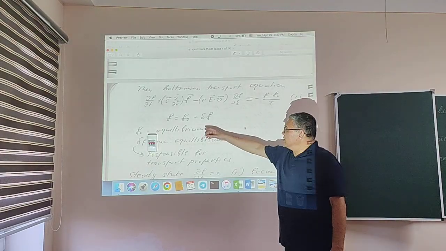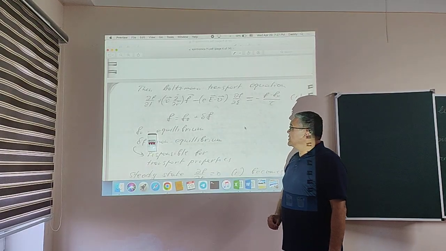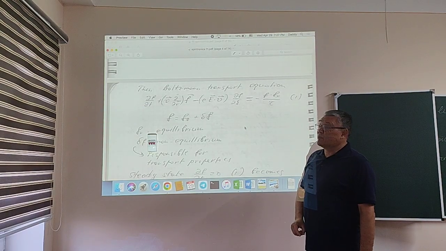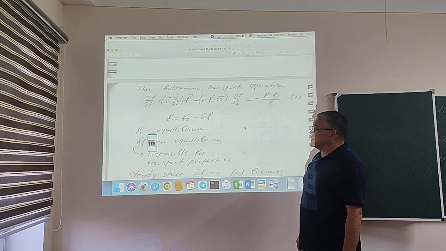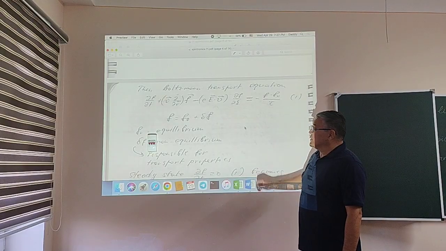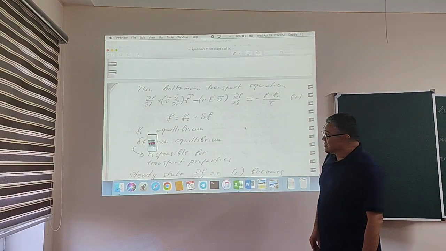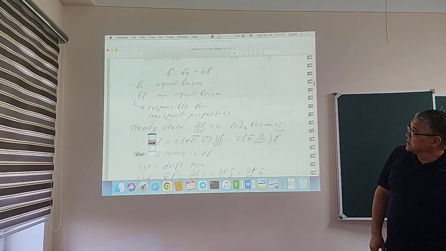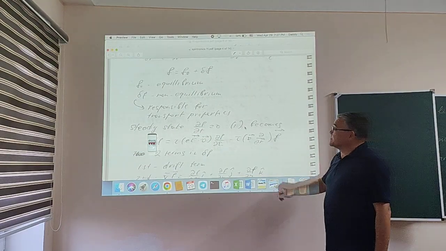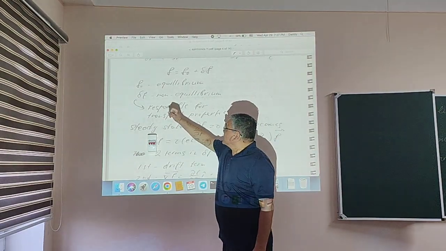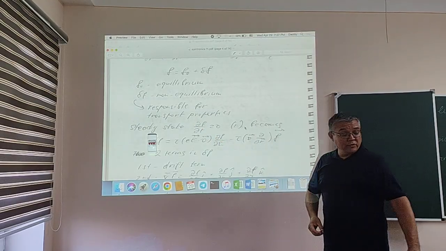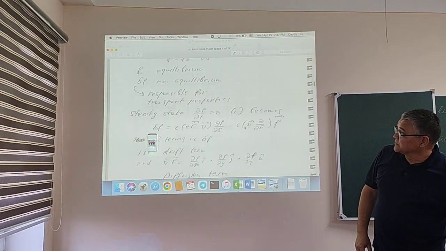Now we write down here that f equals f naught plus delta f. Here f naught will be the equilibrium part of the distribution probability function, and delta f is the non-equilibrium part of the probability function. Now the transport properties are governed by the delta f, so this non-equilibrium part of the distribution function.